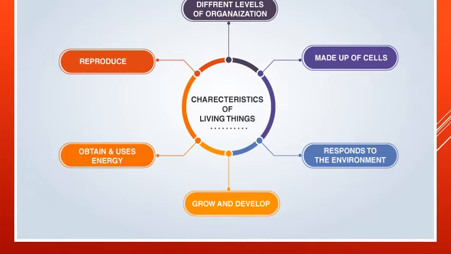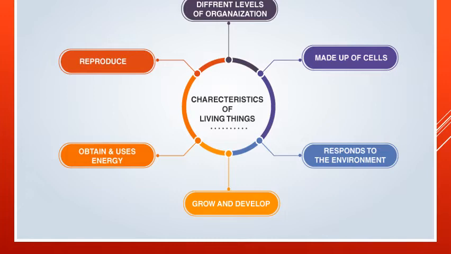But one very important characteristic of the living thing which makes it living was its composition. The thing which makes up the living being, that is, they are all made up of cells. This was a very important and basic characteristic of living things which makes them living and differentiates them from the non-living. That is, it is made up of cells.